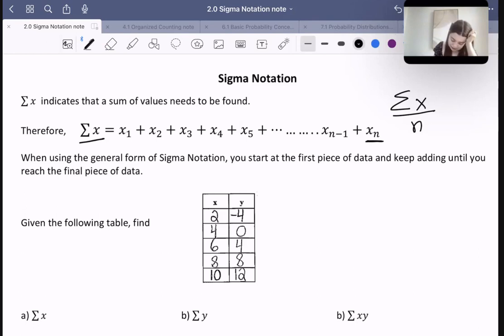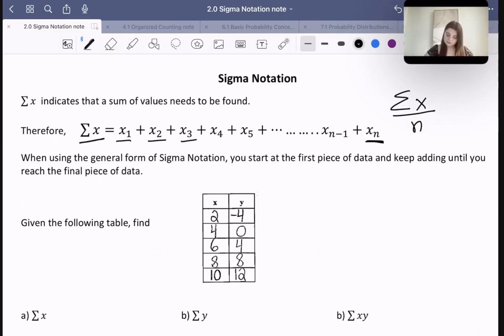Okay, so here's an example. Sigma x is equal to x1 plus x2 plus x3 all the way up to xn, right? So basically, sigma x means add up all the x values. Here it says, when using the general form of sigma notation, you must start at the first piece of data and keep adding until you reach the final piece of data, right? We don't want to add a certain piece of data twice by mistake, so it's important to do it in the proper order to avoid this mistake.